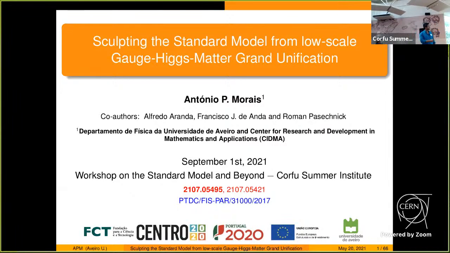So these are my collaborators that work on this. And here we have these two arXiv references where we very recently posted this work.